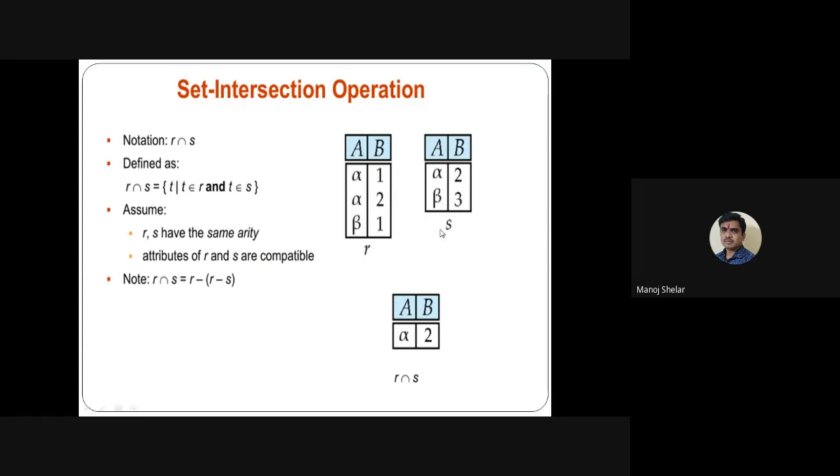R is one relation, S is one relation, and we take R intersection S. Alpha 1 is available here, is alpha 1 available there? No, so only common is displayed in set intersection, so no display. Alpha 2 is available in the first relation, and alpha 2 is available in the second relation, so it is common in both relations. So display alpha 2. So the result of this is alpha 2. S intersection R gives the same result: alpha 2 is common, so display it, beta 3 is not available here. So only alpha 2 is displayed. This is the set intersection operation in relational algebra.